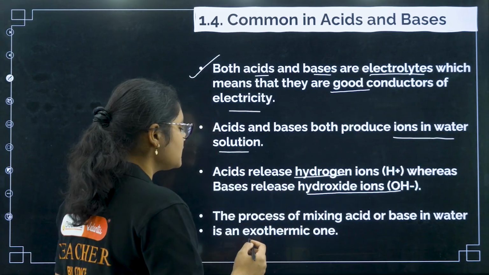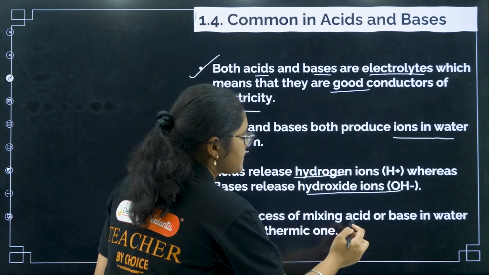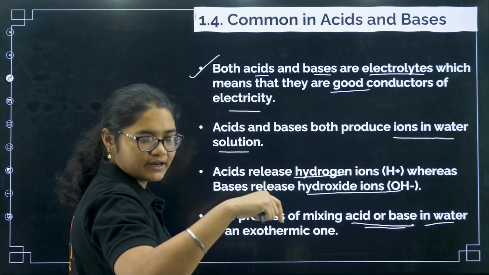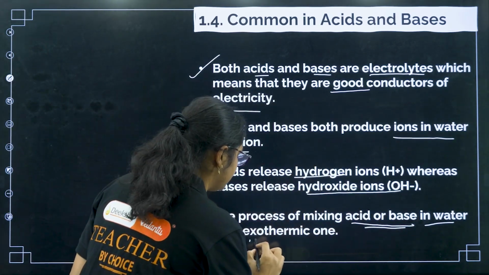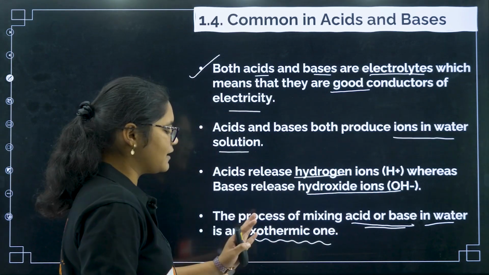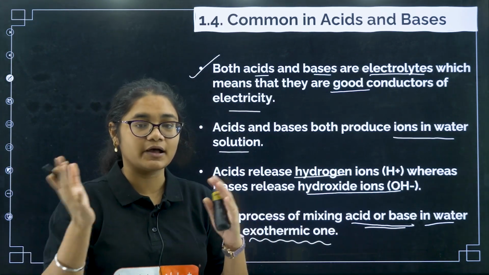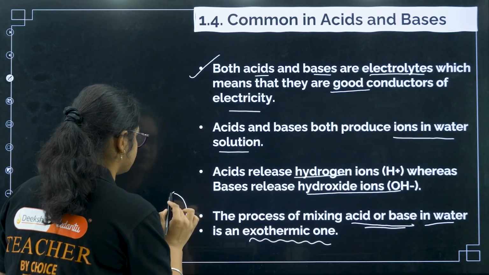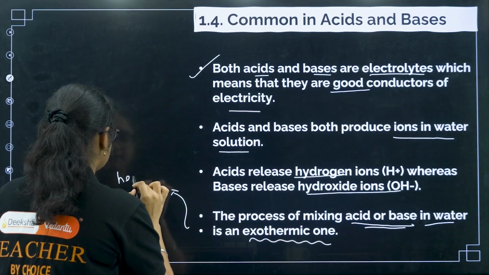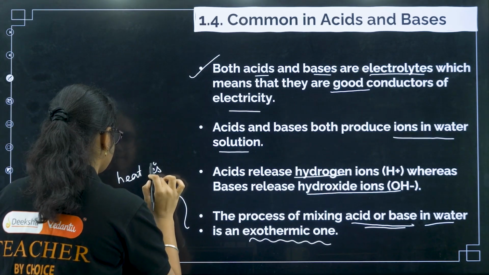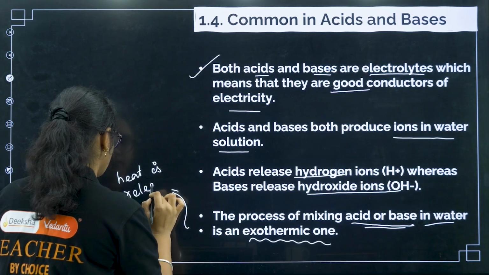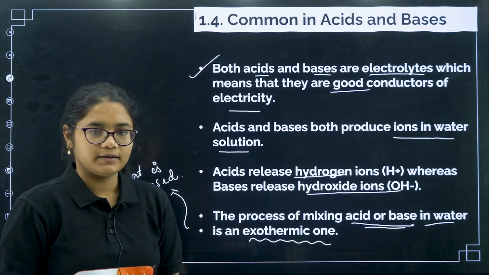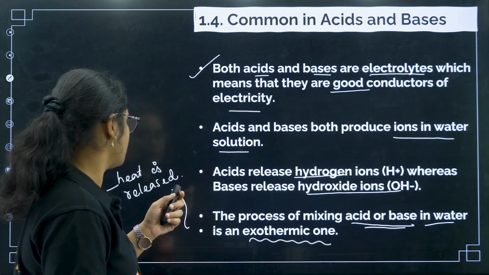Next, this is important, the process of mixing an acid or base in water. When you dissolve any acid or base in water, it is an exothermic process. We have discussed what is exothermic in the chemical reactions chapter, right? Exothermic is the one where heat is released. Heat is released. Clear?